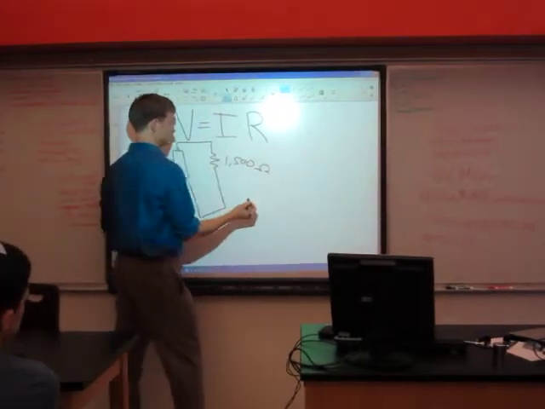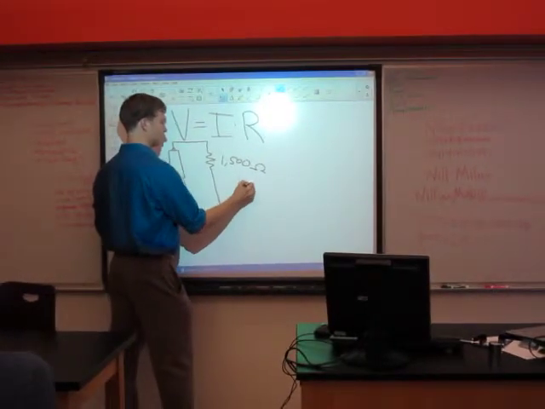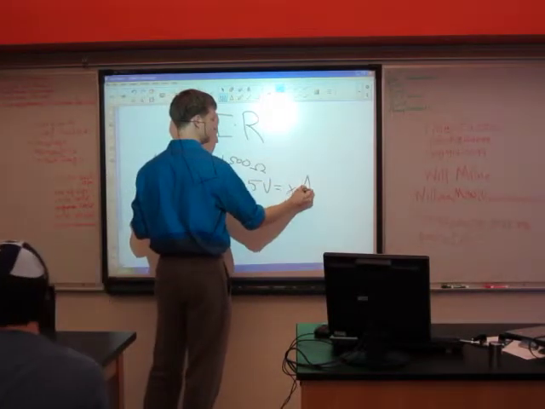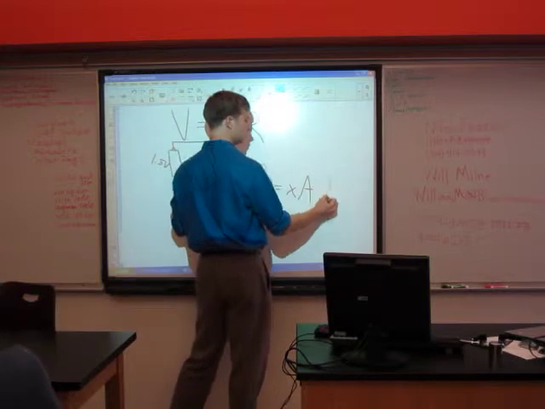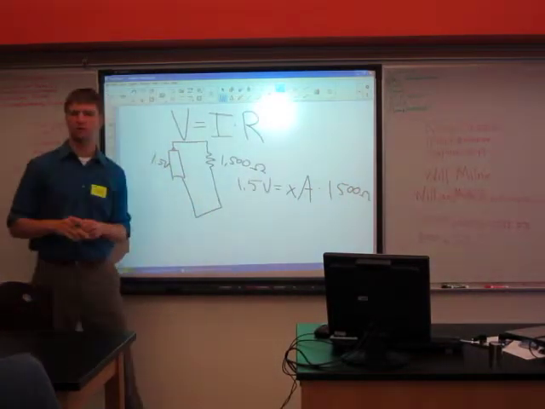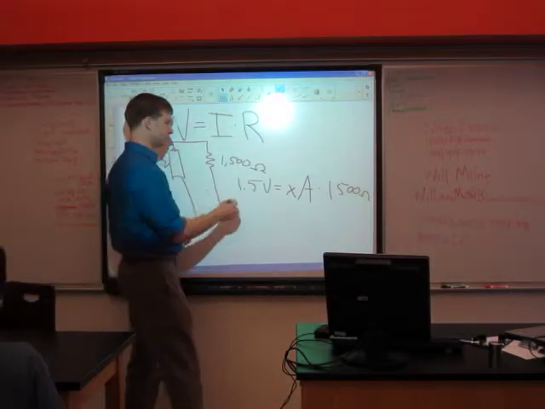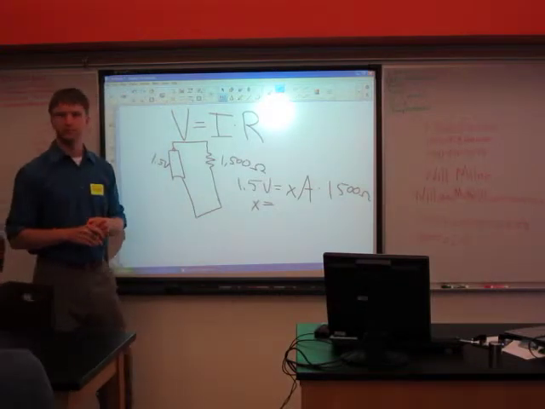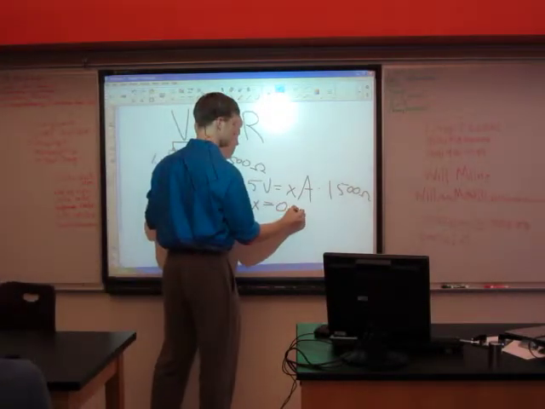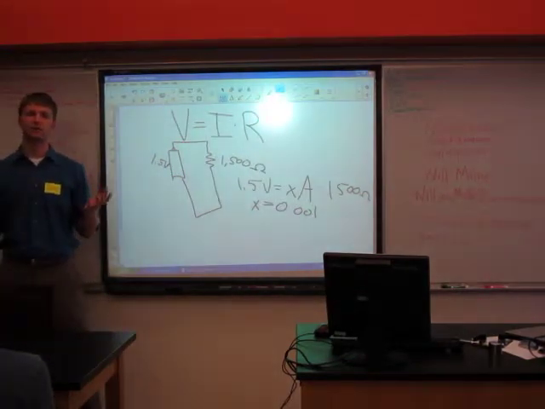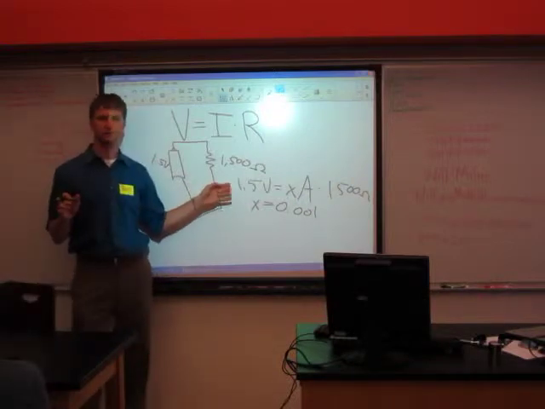Point oh one. So what do we do? We do 1.5 volts equals X amps times 1500 ohms. Right? That's the equation. And so if we solve it, X equals 0.001. Do we agree? I don't like to do math on the board because I get it wrong every time. Alright, so we'll assume we agree.